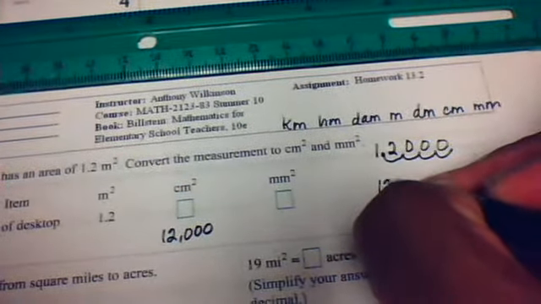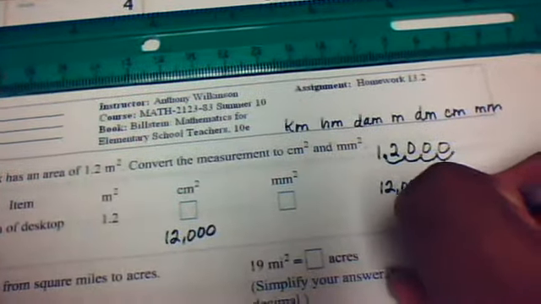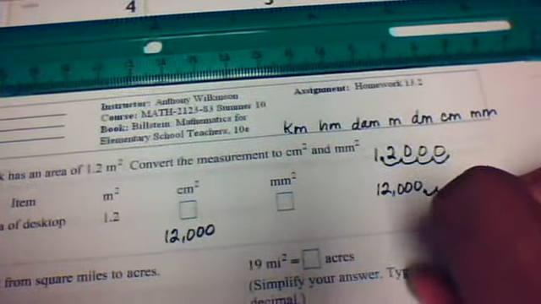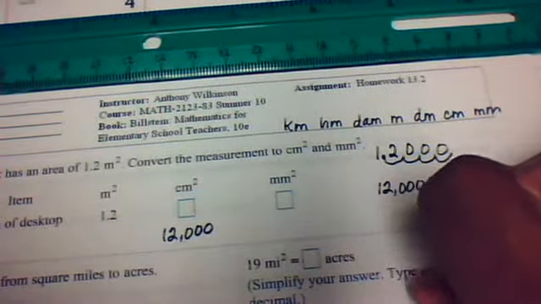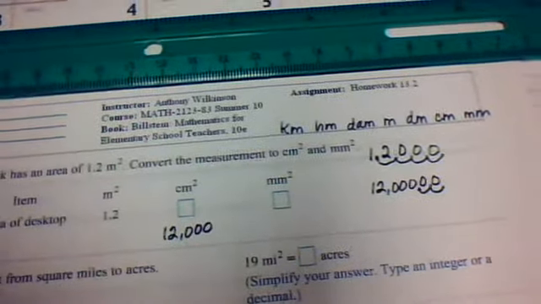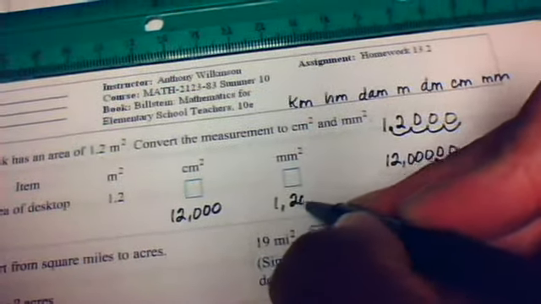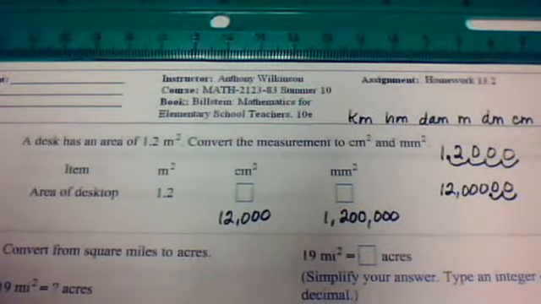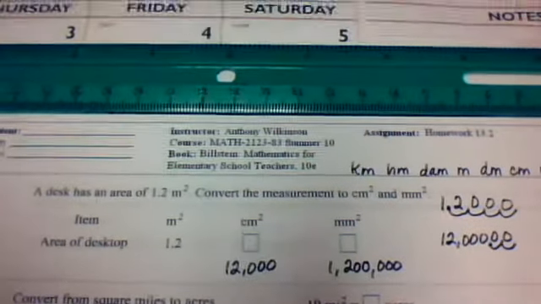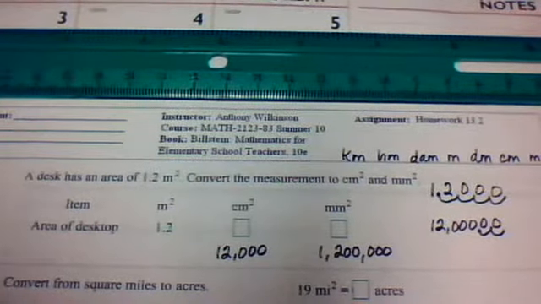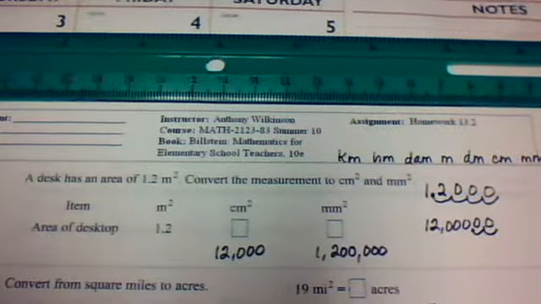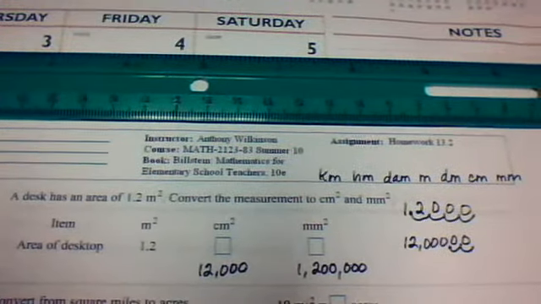So in the number 12,000, here's the decimal point, it's behind the last digit. We'll move that decimal point 1, 2 places to the right. So that means 2 zeros are going to be added here. So this will be 1,200,000 square millimeters. Okay, so the area of the desktop, which is 1.2 square meters, will convert to 12,000 square centimeters and 1,200,000 square millimeters.